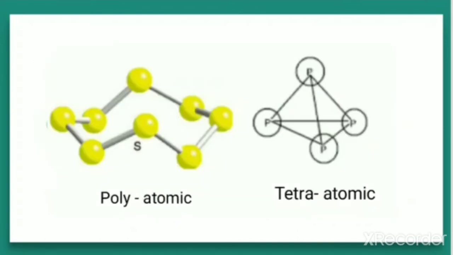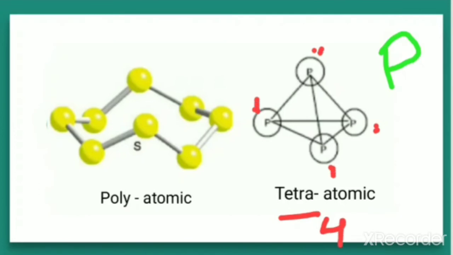There are even some elements in which, like phosphorus, the symbol for phosphorus is P, four phosphorus atoms can be combined together. So that is called tetra. We use the word tetraatomic because tetra relates to the number 4. Here 1, 2, 3, 4. So a total of 4 phosphorus atoms are bound. Then the word we use here is tetraatomic.